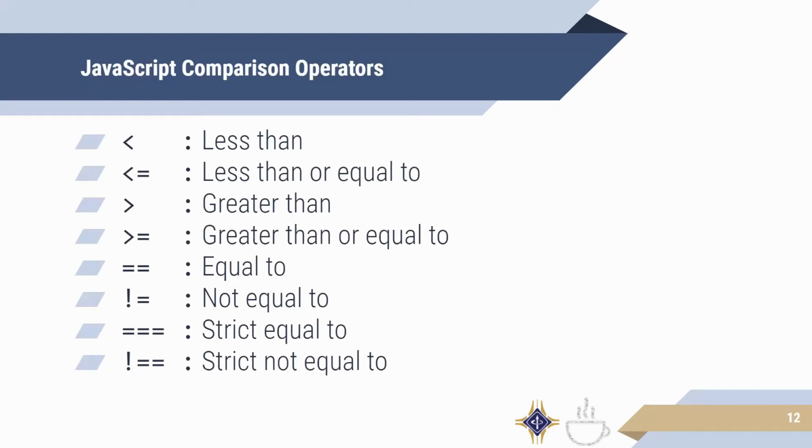JavaScript by default has some very wonky rules about how it does equality. So unless you know what you're doing, I recommend always using the triple equals, or the double equal sign not equal to, strict equal to it's called. And you'll see why in a second.